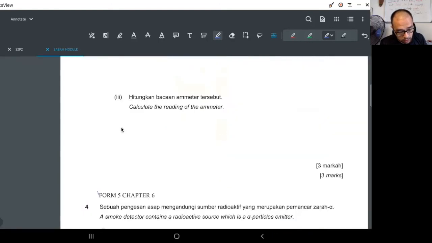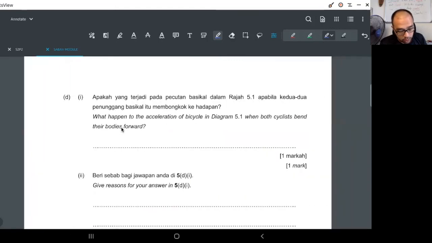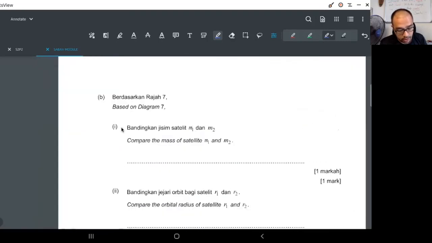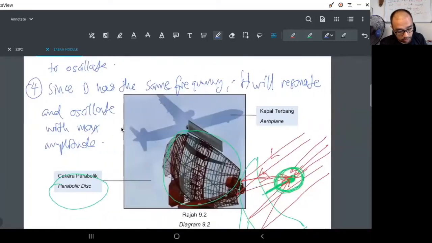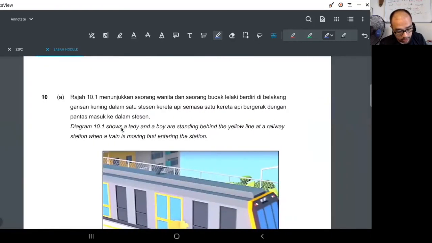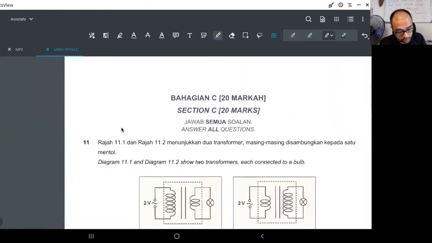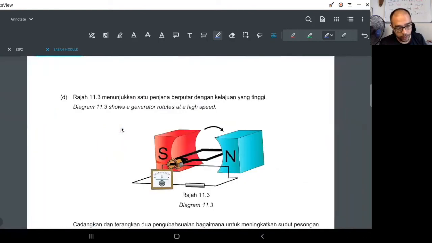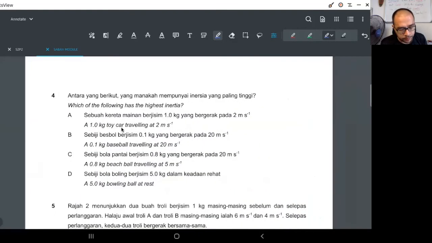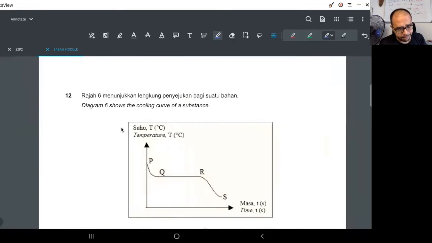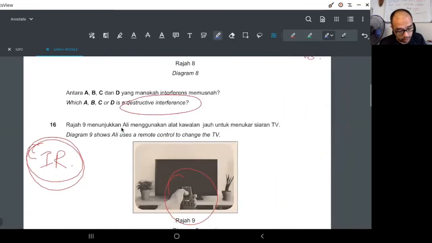Okay, let's go on to, definitely no more structured questions. Let's see whether there's an essay question. Number 9 is this. Number 10 is this Bernoulli's principle. Number 11 is, what's this? Transformer. Okay, let's go into the second model paper. After waves, right? Interference, IR. Okay, here.